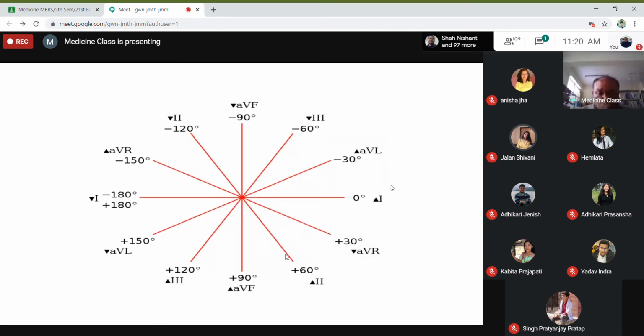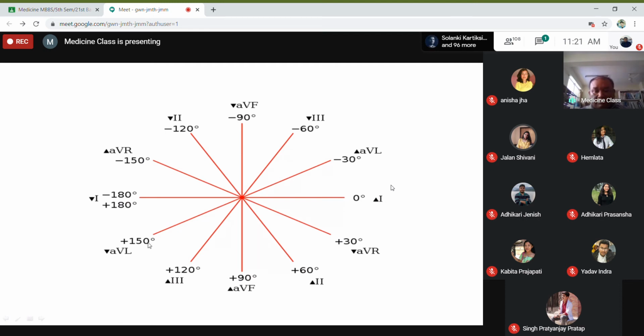Now, this is somewhat a combination of all that we have talked about till now. You know that these are the angles we have drawn. All of these represent the limb leads only. So this is lead 1, this is 2, this is 3, and this is AVF, this is AVR, and this is AVL.